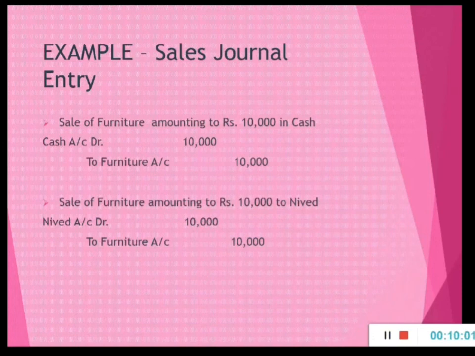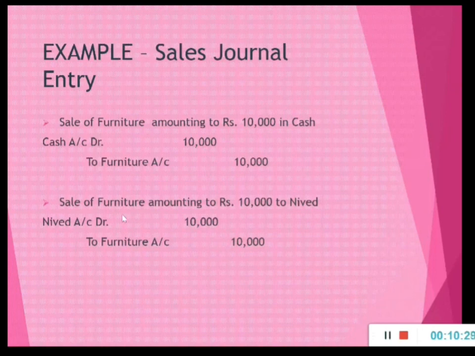So when furniture is sold, we'll be getting money, in the form of cash. So it is a transaction which is relating to an asset. So debit what comes in. Cash is coming in. So we are debiting the cash account. So cash account debtor to furniture account.